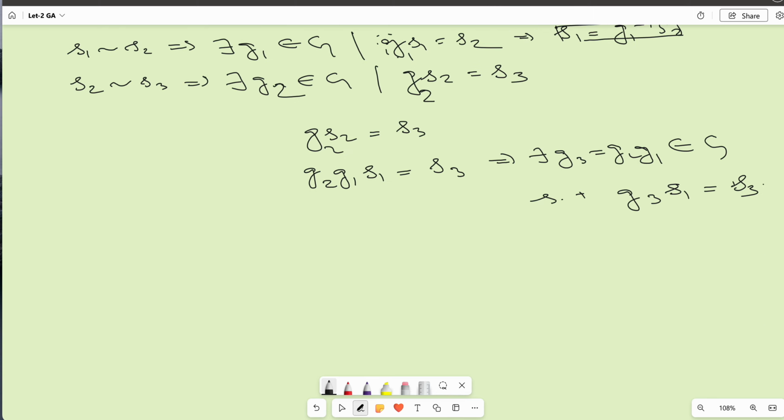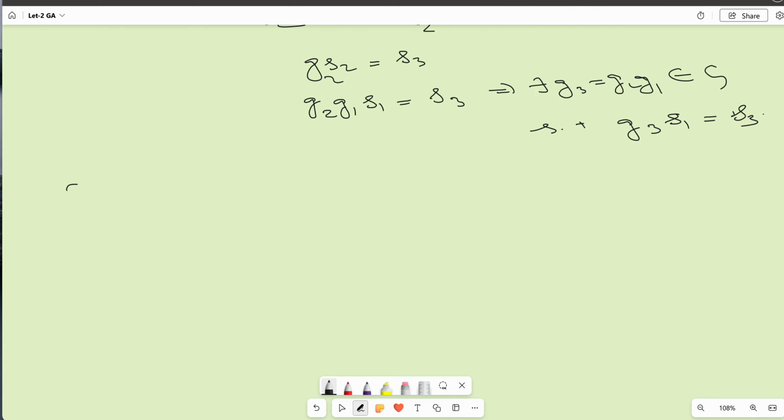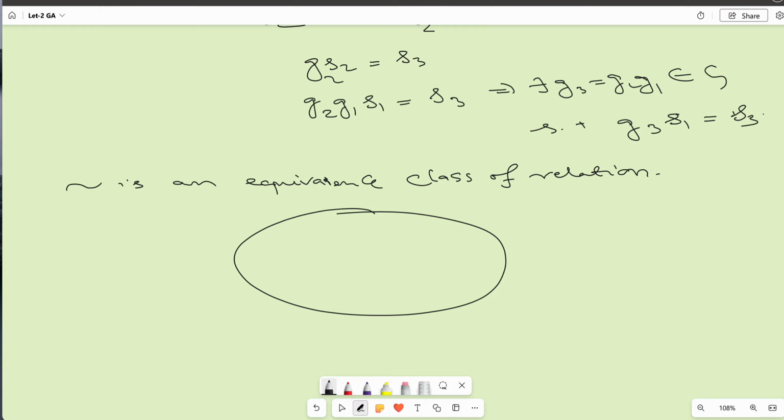So this relation is an equivalence relation. Every equivalence relation partitions the set, right? If you have any set, an equivalence relation will partition the set into some disjoint classes, into k distinct classes.